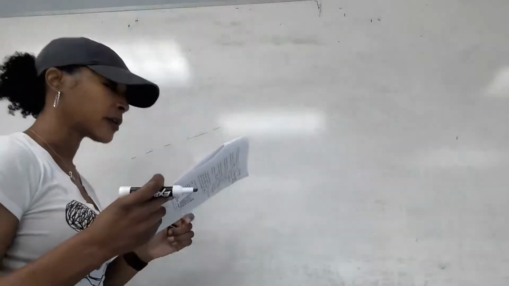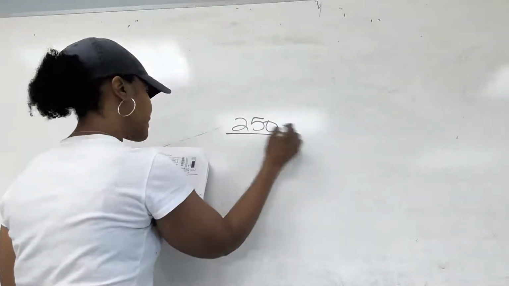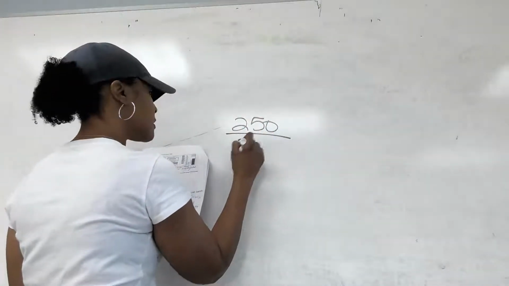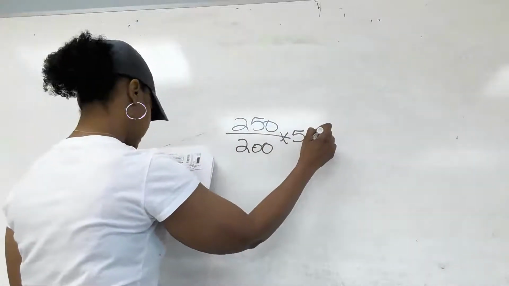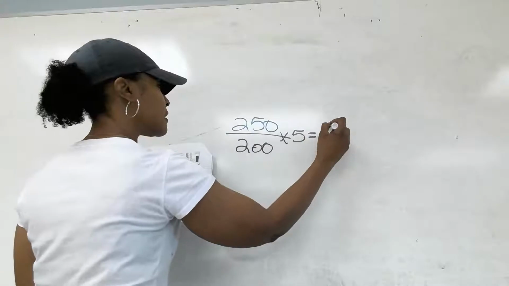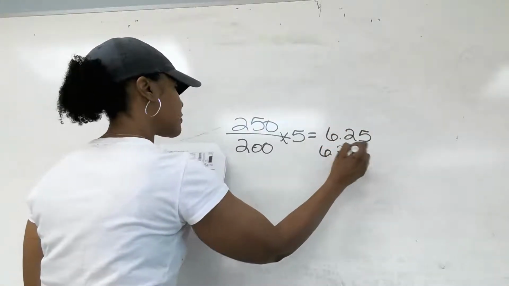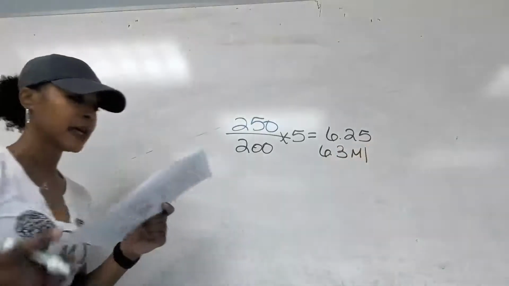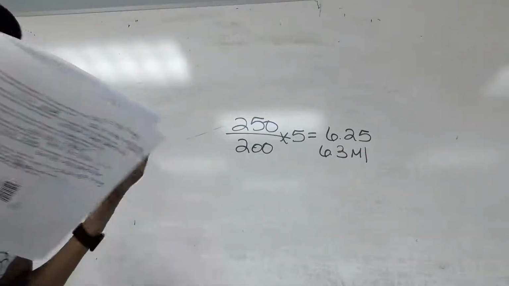C, how many milliliters will you administer? It will be what the doctor ordered, 250, divided by what's on the label, 200 per 5. The answer comes out to 6.25. We round it to the nearest tenth, 6.3 milliliters. You might see this one.